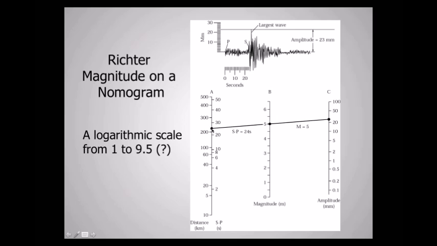So over here we could plot the distance from the epicenter, and over here we would plot the amplitude of the largest wave. So in this case, it's a little bit over 20 millimeters. We plot that over here, and you draw a straight line from the distance to the amplitude on this particular type of scale, and it will give us the magnitude of the earthquake. The magnitude scale, as I said, is a logarithmic scale, and it ranges from 1 or 0 to the largest earthquake ever experienced, which is roughly, so far, 9.5 or so.